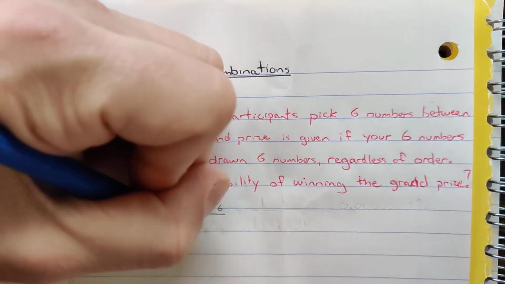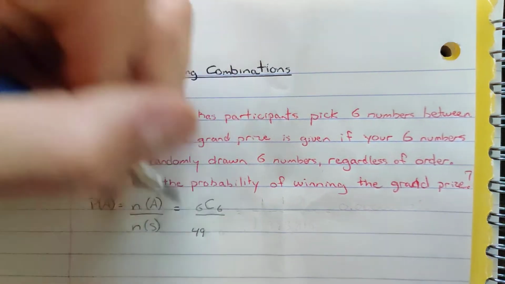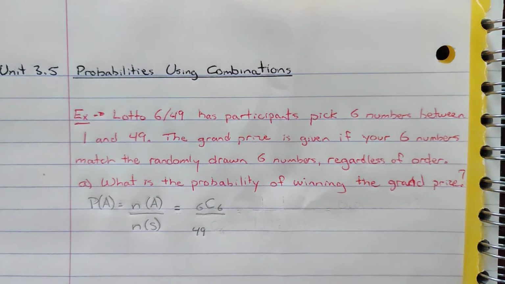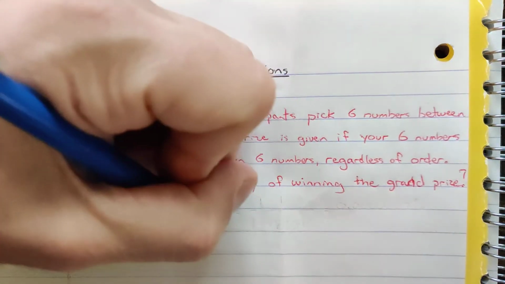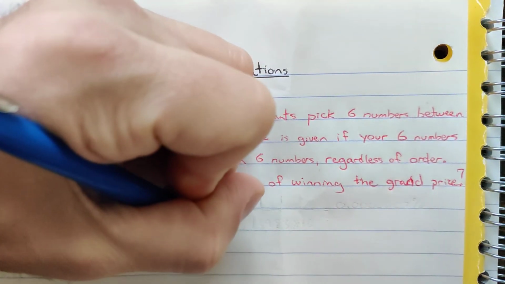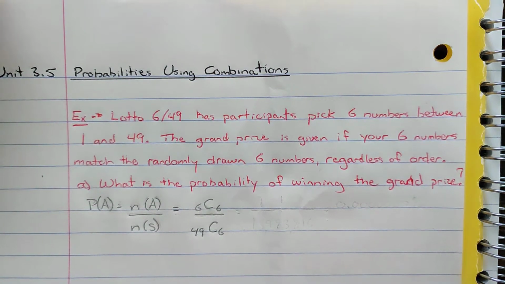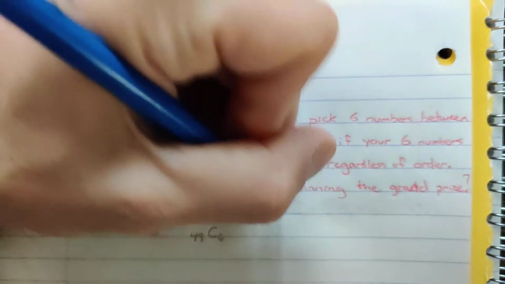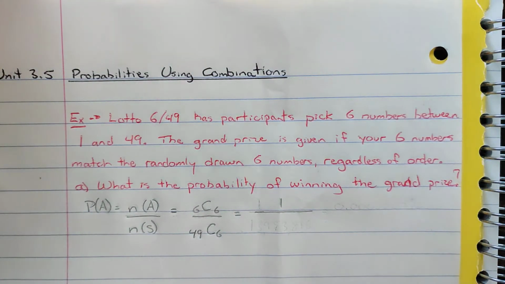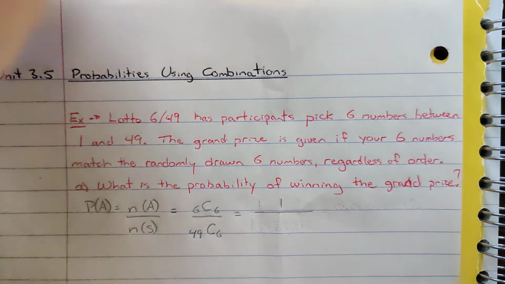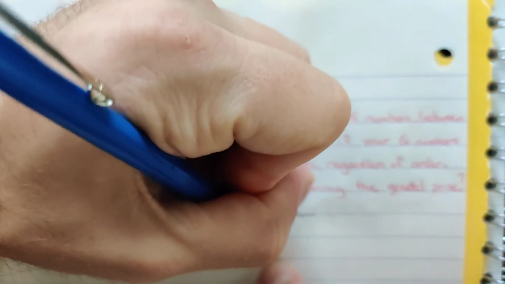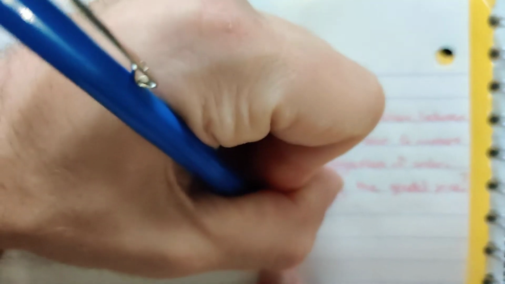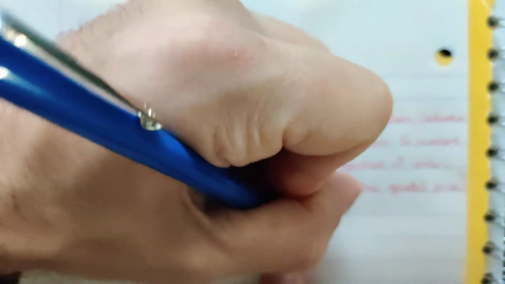Now, there's 49 numbers in the total draw. Whatever they use, a drum or whatever to draw these numbers, and randomly chosen are 6. So 49 choose 6 is our total possible outcomes. So 6 choose 6 is 1 over, and then our total number of outcomes works out to 13,983,816.